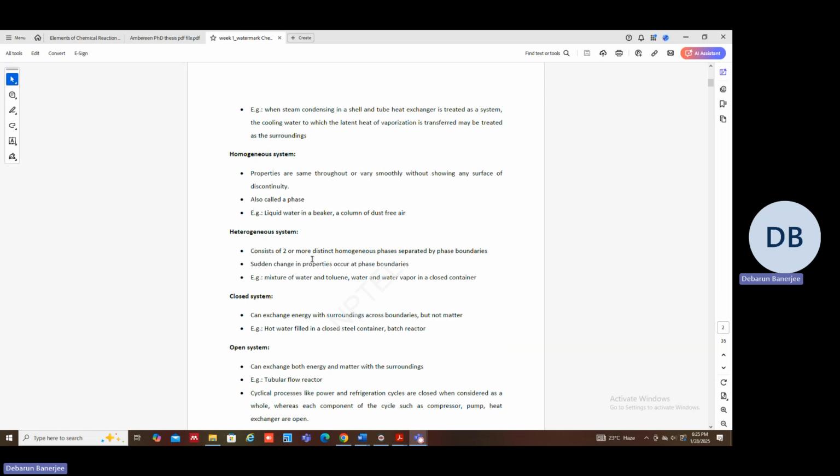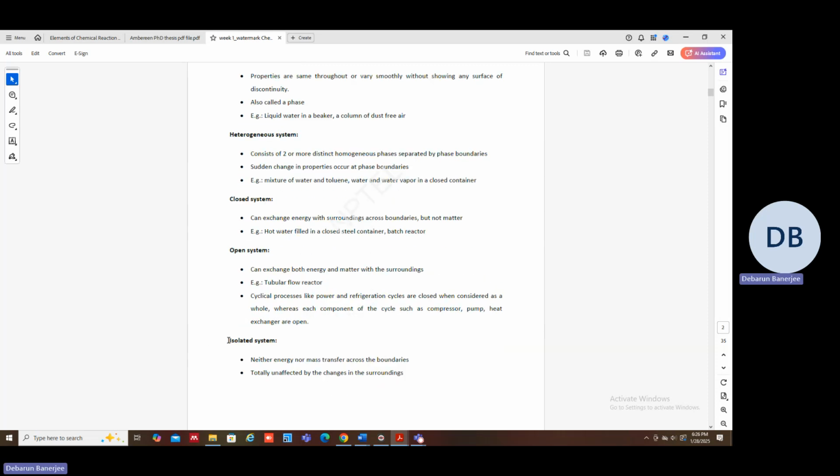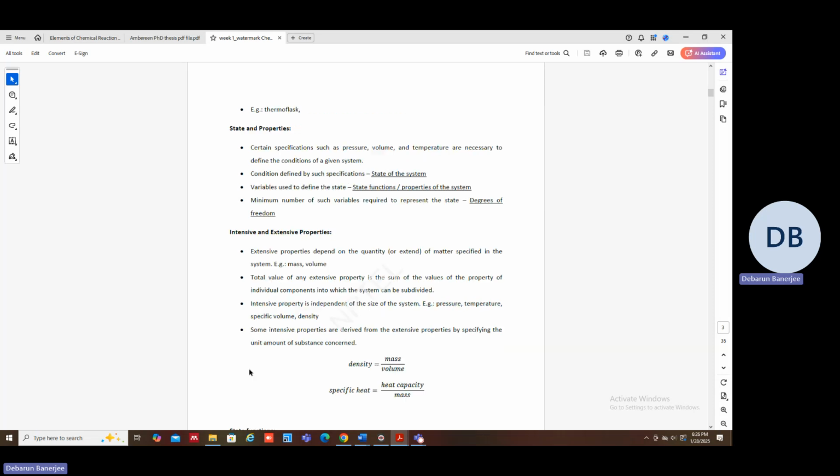It means that there will be two or more distinct phases. One will be the solid phase, another will be the liquid phase. So this overall system is a heterogeneous system because there will be multiple insoluble phases, and these are separated by phase boundaries. Obviously there will be a sudden change in properties at the phase boundaries. And apart from that, there is also the isolated system, where neither energy nor mass transfer would be there across the boundaries, and it will be absolutely unaffected by the changes in the surroundings.